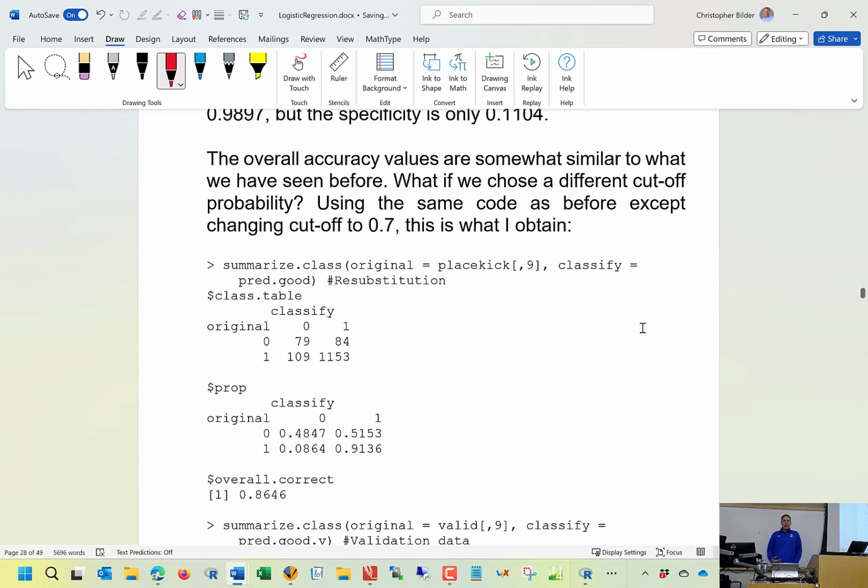Well, you might be wondering, well, what if we did choose a different cutoff probability? Okay, so let's say if I choose 0.7. So now remember what this is going to mean for us. It's going to be harder to predict something to be a success now because I have a higher threshold to pass. And indeed, that's what we see here.